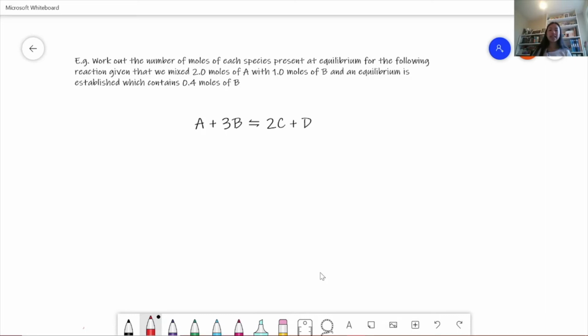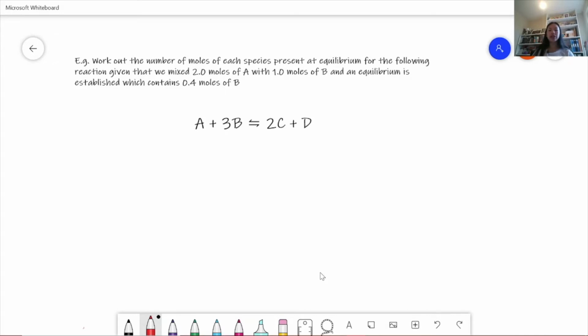So we're going to look at this example, telling us to work out the number of moles of each species present at equilibrium for the following reaction, given that we mix 2 moles of A with 1 mole of B, and an equilibrium is established which contains 0.4 moles of B.